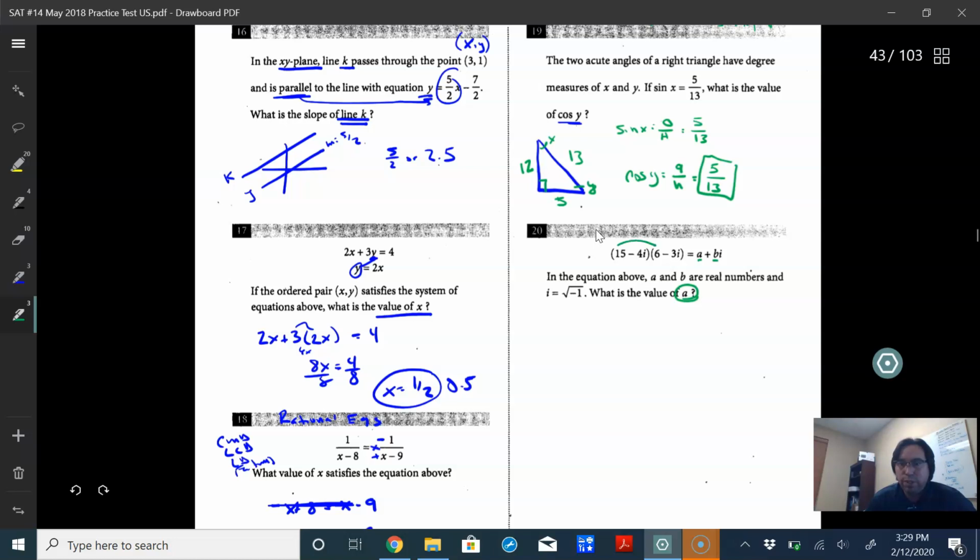So we've got to FOIL this out. We go here, and then here, and then here, and then here. First step, 15 times 6 gives me 60. 15 times -3i is going to give me -45i. -4i times 6 is going to give me -24i. Quite honestly, we're not interested in this piece, because we don't care about the bi piece. And lastly, -4i times -3i gives me -12i squared.